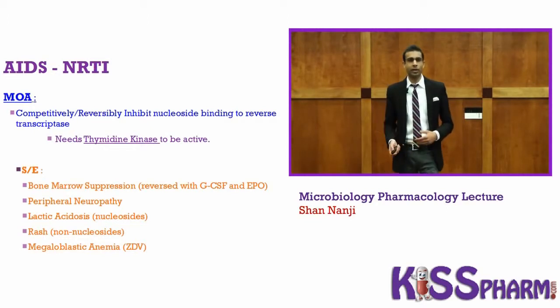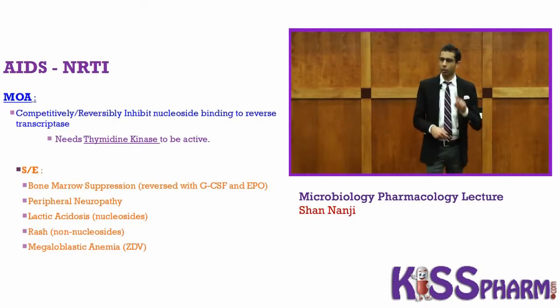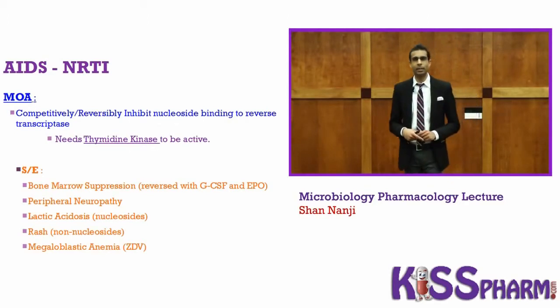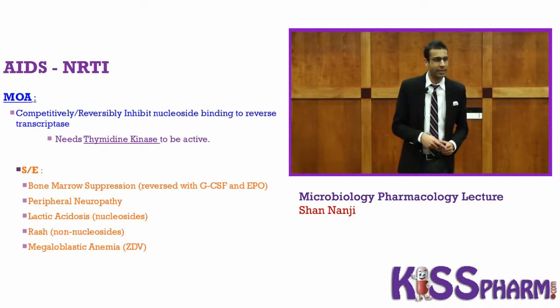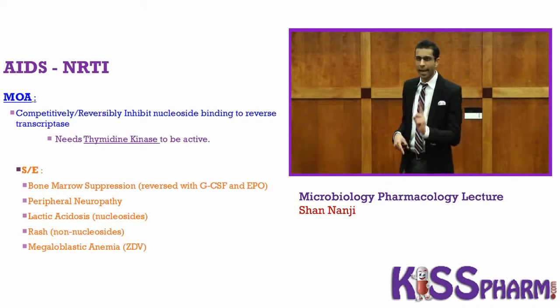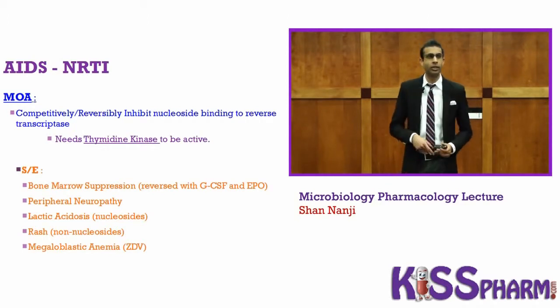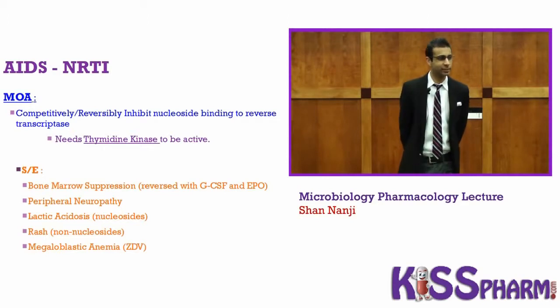Okay? So now when we look at these NRTIs, we should keep one thing in mind. All of these NRTIs need to be activated by thymidine kinase. Side effect includes bone marrow suppression. That should make sense to you.